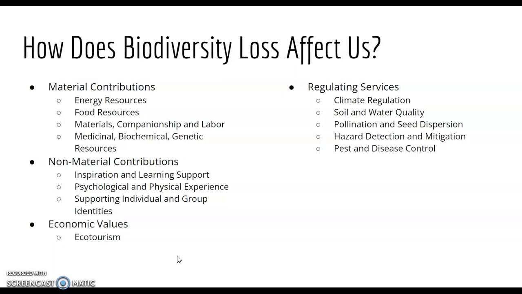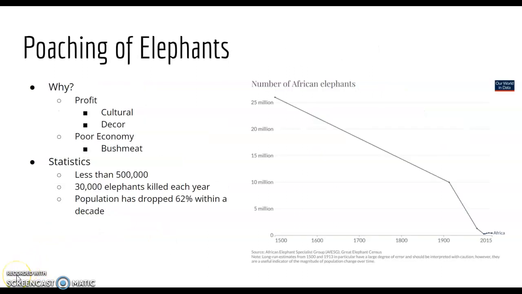And lastly, a lot of animals help keep pests down. A lot of birds do that. Scavengers will eat dead animals, preventing disease outbreaks. So long story short, if we let biodiversity loss continue, we can have some really bad effects. So the main topic today about biodiversity loss is actually going to be focusing on elephants.